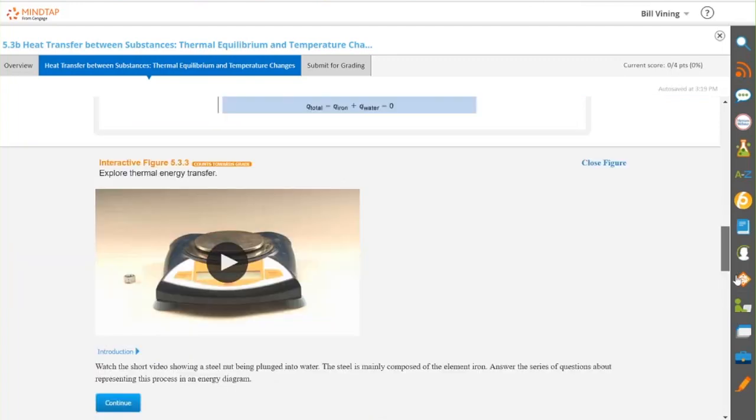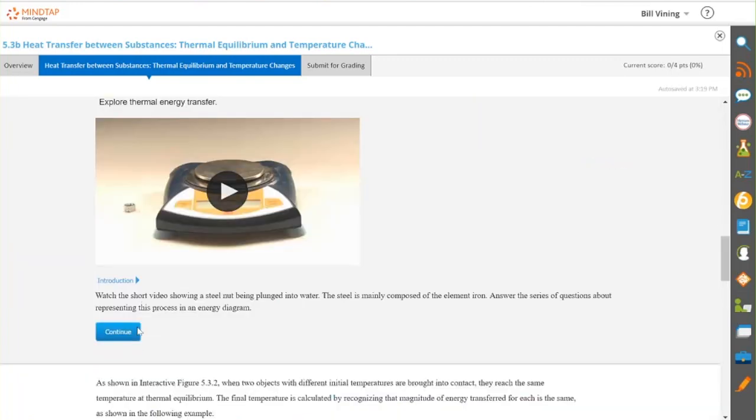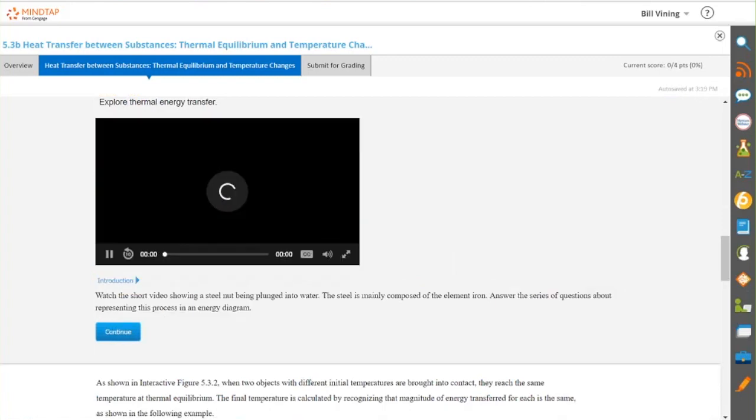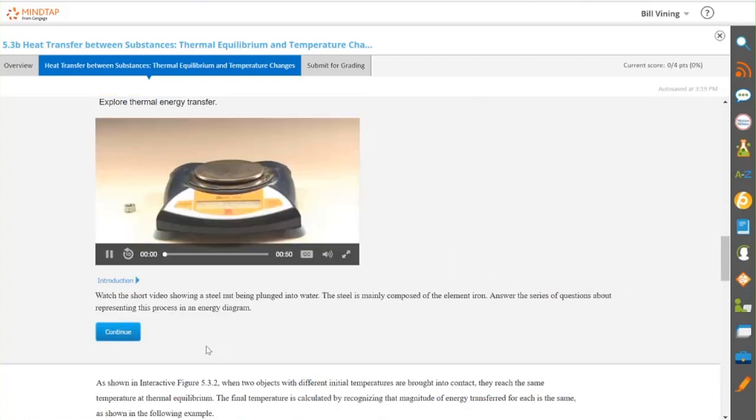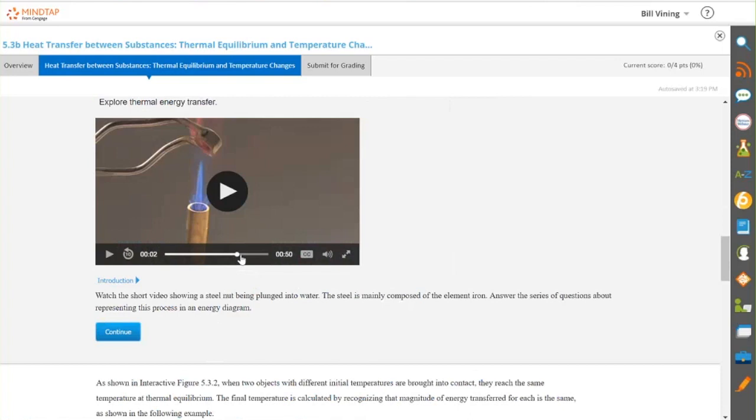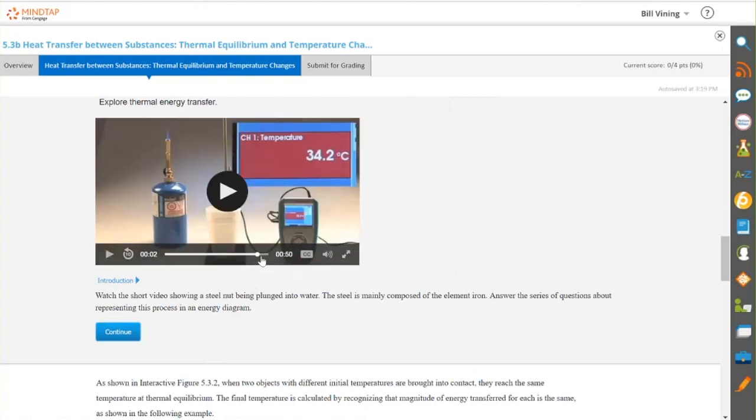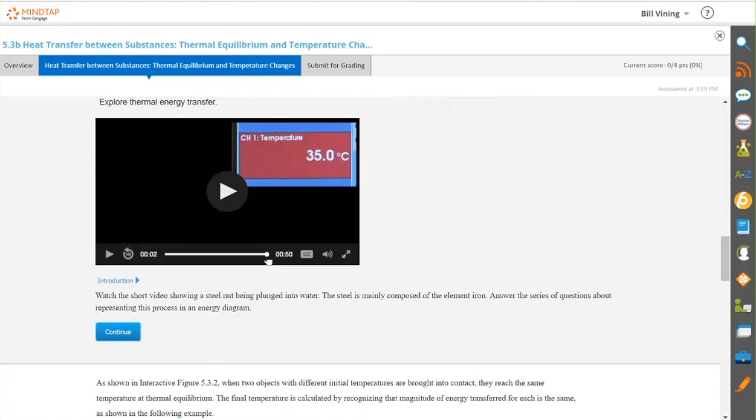For this example, we take a nut. Sorry, let me go back. A video of an experiment where a nut gets heated up and plunged in some water. I'm not going to take time to do it. It plunges in water, and the water goes up in temperature. So you weigh the nut, you heat it up, you plunge it into the water, temperature goes up.